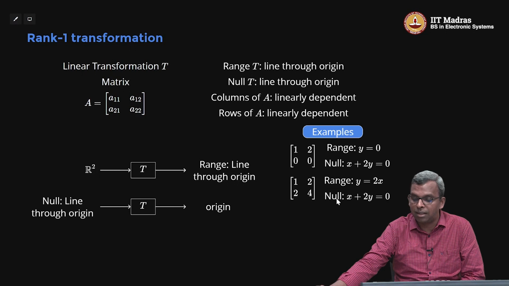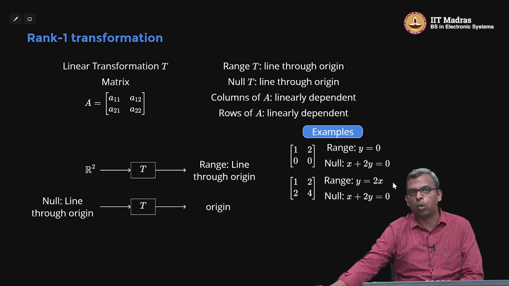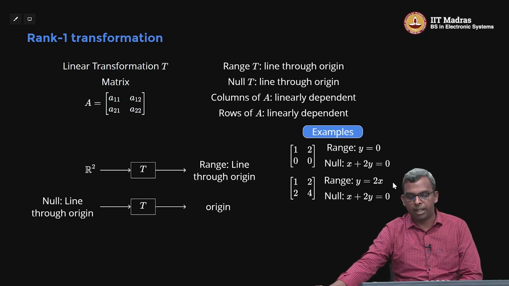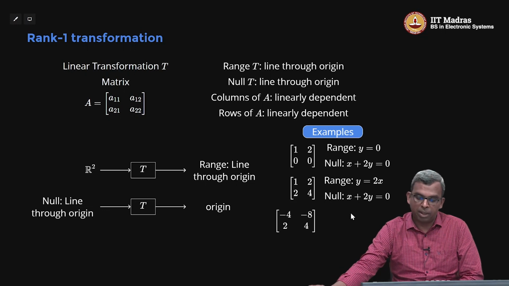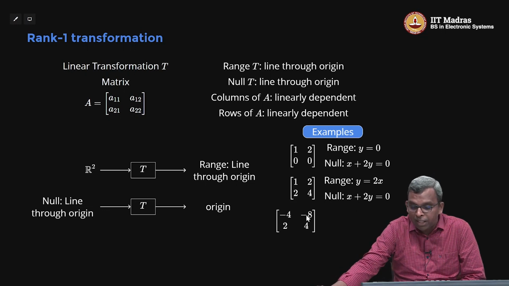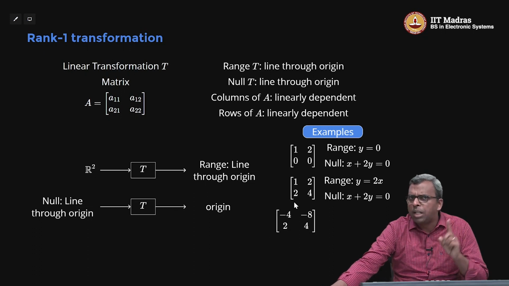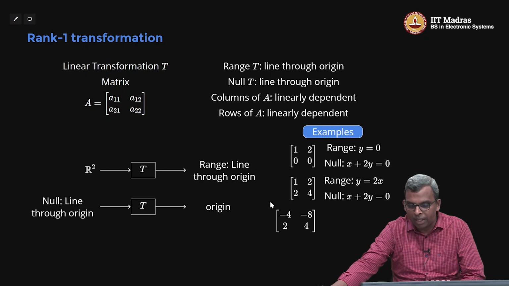So this is the range, this is the null. Again, 2 lines, right? This will always be true for a rank 1 2 by 2 matrix: the range will be a line, and null will also be a line. Here is another interesting case. Minus 4 minus 8 2 4. This played a role in our previous example, and you'll see why this kind of matrix is curious. It's got a curious little property. You'll see how it ends up being useful.